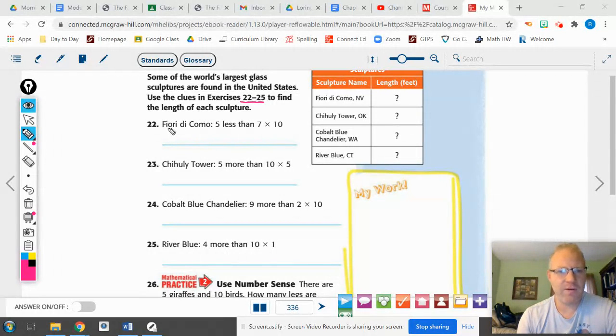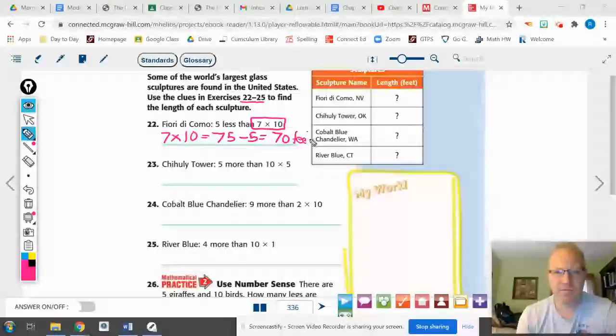Fiori di Como is 5 less than 7 times 10. So this is like a two-step problem. We have to say 7 times 10, and that's going to be this part. 7 times 10 is 70. Now it says 5 less than 7 times 10. So 70 minus 5. 70 minus 5 is 65. And then you see it's in feet. So we have 65 feet.